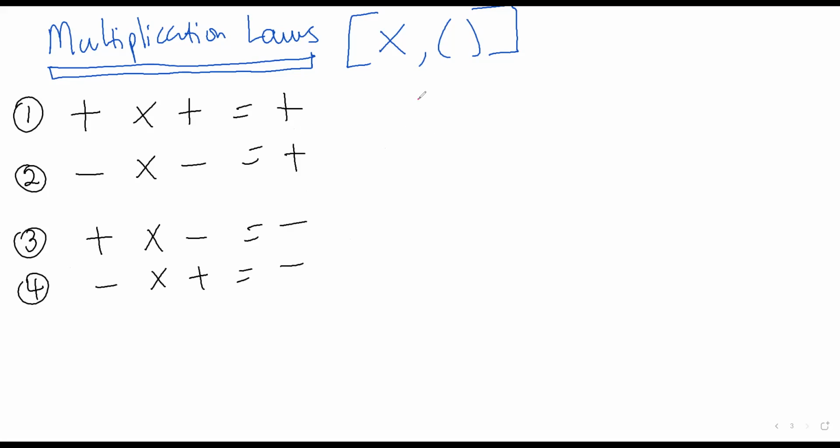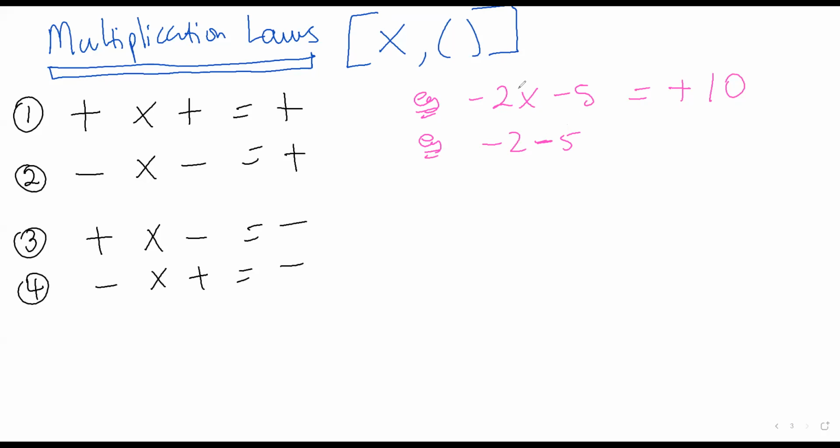So let's just say we have here minus 2 multiplied by minus 5. We see a multiplication here, right? So we say negative multiplied by negative is positive. 5 multiplied by 2 is 10. Simple, right? Nice.